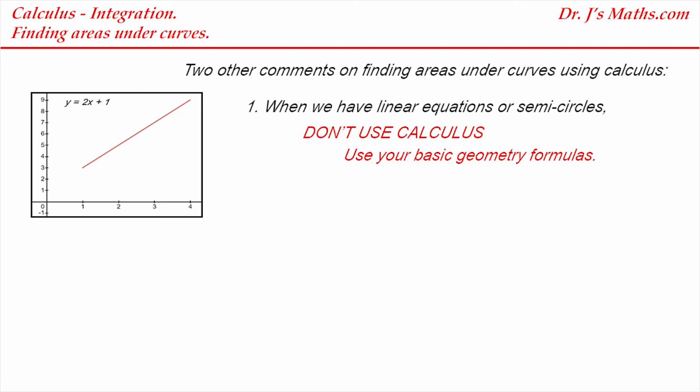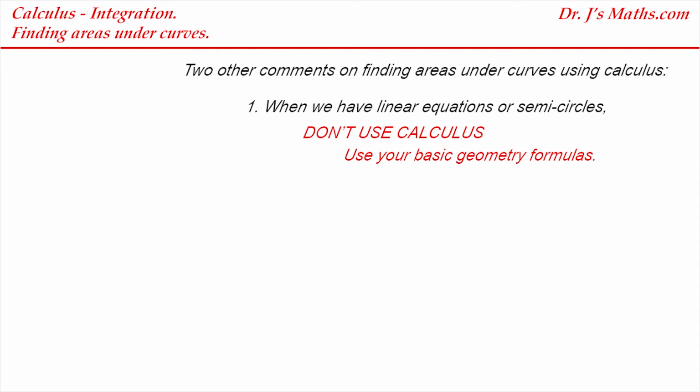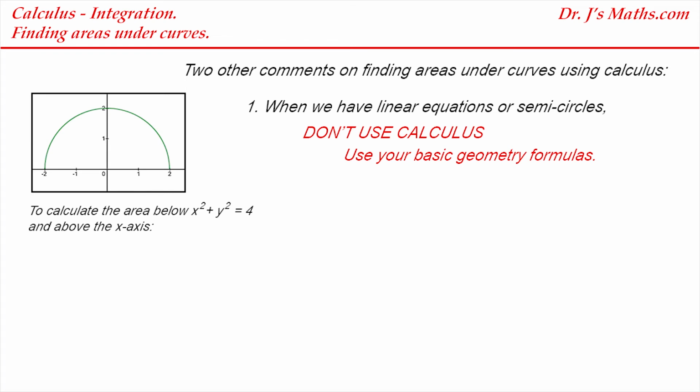with the geometry formulas. Similarly, if we have semicircles, like we've got here, then again use your geometry. We know that the area of a circle is pi r squared, so the area of a semicircle is pi r squared over 2, quadrant pi r squared over 4. So here we want to be able to calculate the area below x squared plus y squared equals 4 and above the x-axis. We've defined a semicircle.